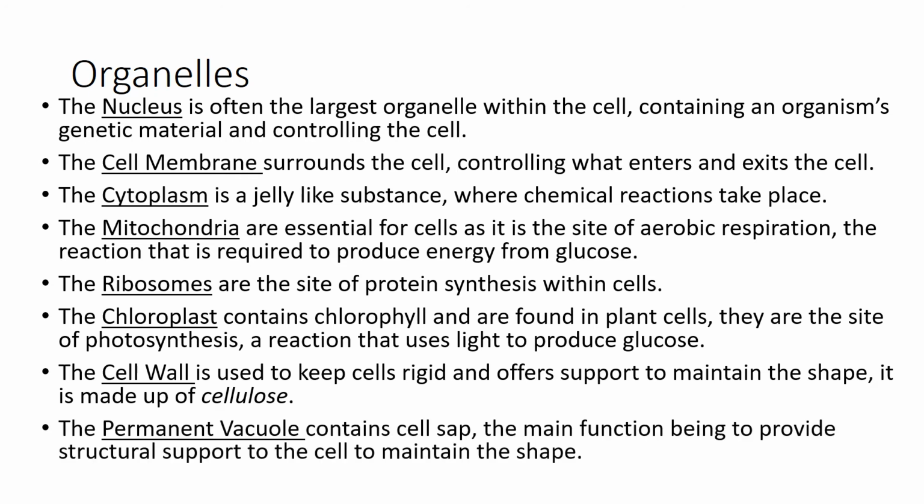And the last one is the permanent vacuole, and it contains something called cell sap. Again, that might come up in an exam question later on. Okay, so cell sap. The main function is to provide structural support to the cell to maintain the shape. So again, we know that plants don't have anything like bones to give them support or structure to keep their shape. So the cell wall and permanent vacuole work together to keep that solid shape of a plant.